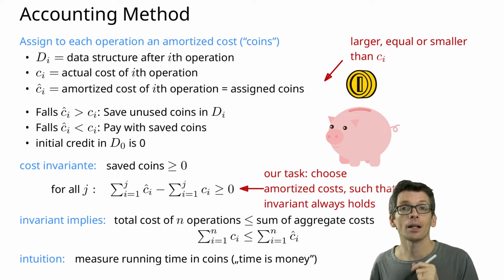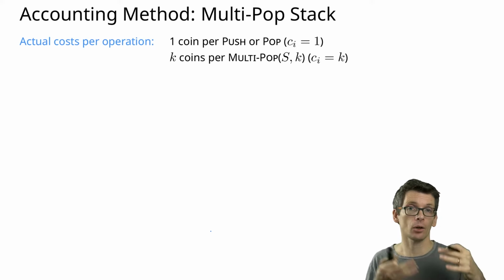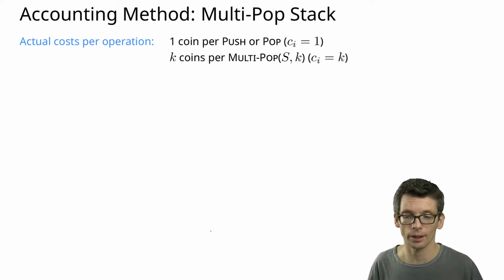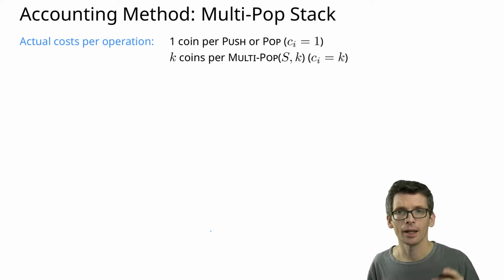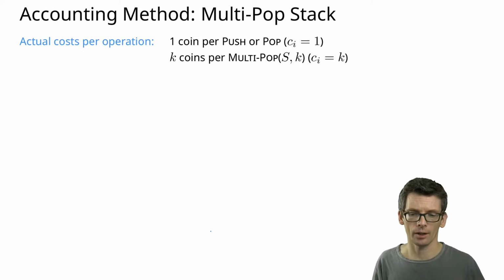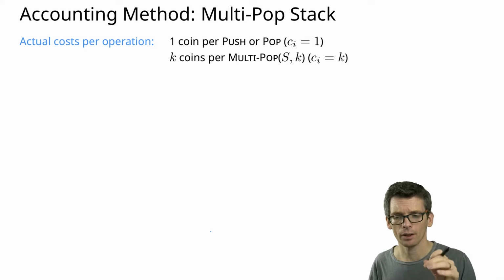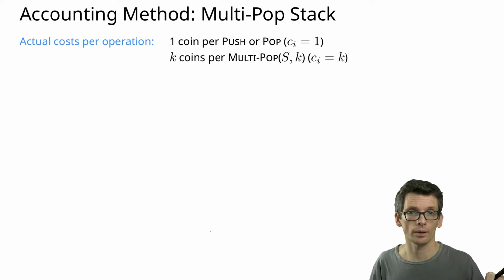Let's do this for the multi-pop stack. So the actual costs are the following. Push and pop in a stack cost O(1) in terms of the running time or in terms of elementary operations. So we're going to say that actually costs 1 coin. So a push or a pop costs 1 coin. If we want to do a multi-pop, and let's say we can always actually pop the k elements, so a multi-pop is always successful, then that costs us k coins, namely 1 for each pop operation.